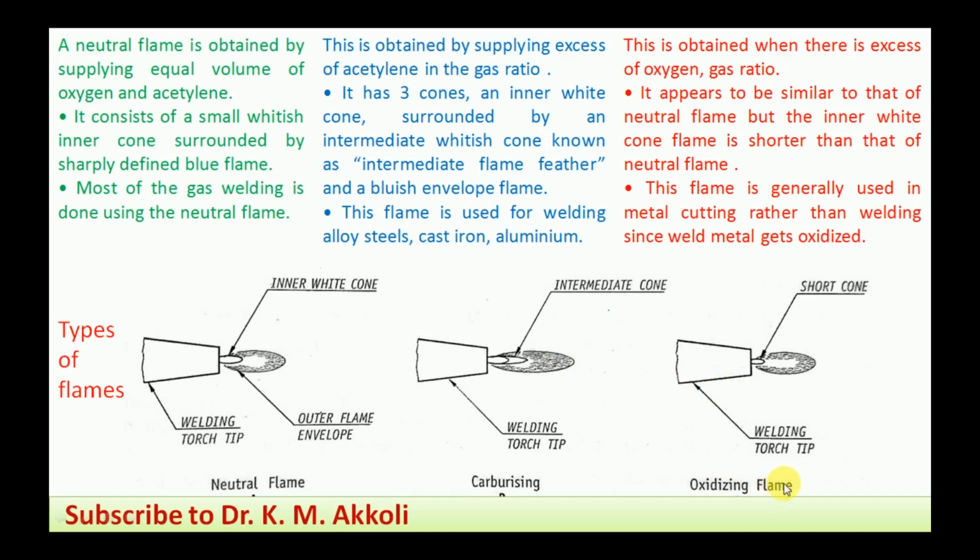The third one is the oxidizing flame. The name itself indicates that more oxygen is in the gas proportion. It is similar to the neutral flame, but the inner cone is shorter than that of the neutral flame. It is used for metal cutting rather than welding, because with more oxygen, whenever the metal is in a molten state, the oxygen combines with it and the molten metal forms a metal oxide. That is corrosion, which should be avoided, and for that reason the oxidizing flame is used for metal cutting rather than welding.